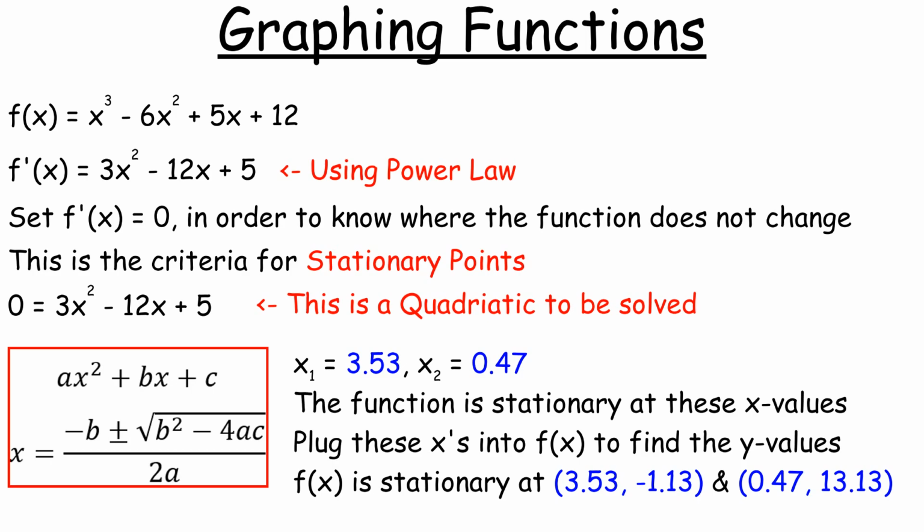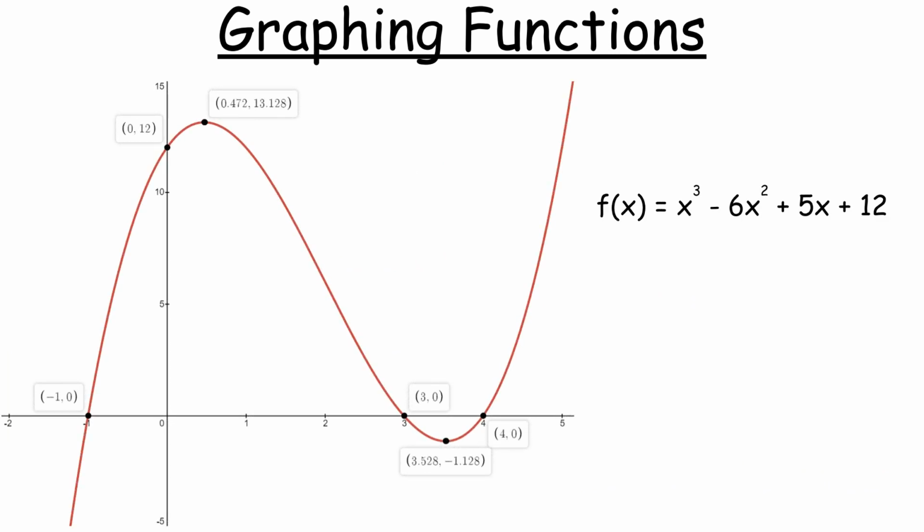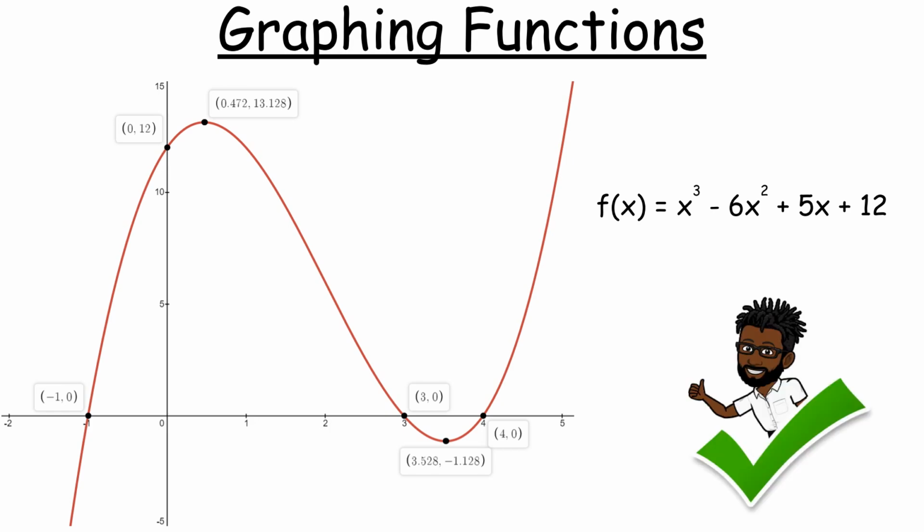So I've got my critical values, my x-intercepts and my y-intercept, and I've got my turning points. All I do now is basically connect the dots. So this is an example of me having drawn the graph using a graphing calculator, and as you can see, I've just connected all the dots. I have my y-intercept at (0, 12), I have my x-intercepts at (-1, 0), (3, 0) and (4, 0), and I have the coordinates of my turning points where the graph turns. And I've basically just connected all the dots, and this is my curve. This is my graphed curve.